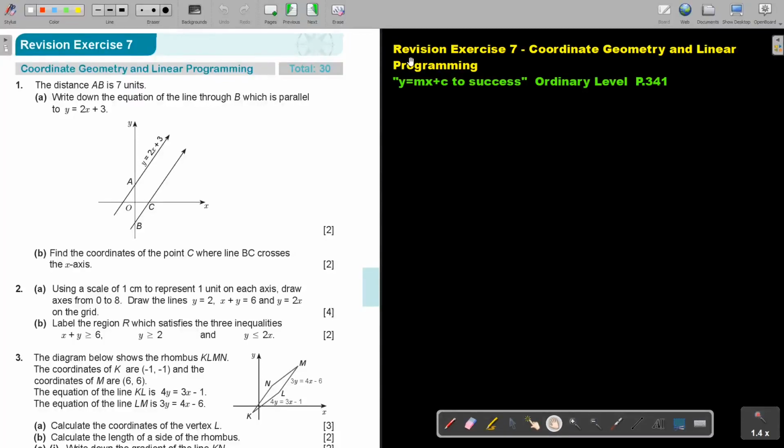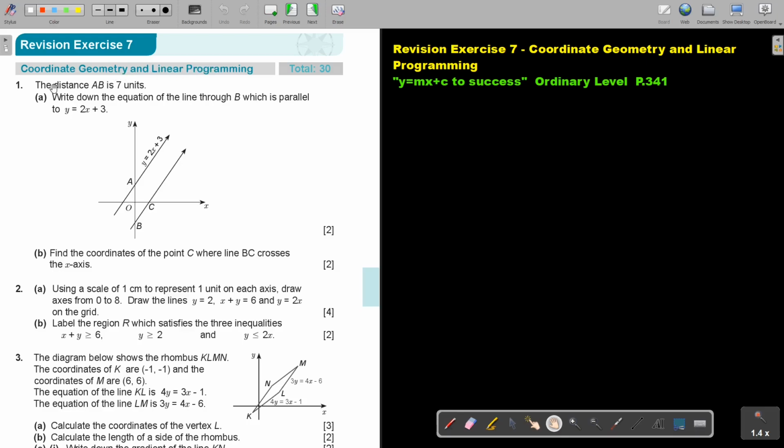In this video, we are going to do revision exercise 7, and that will be coordinate geometry and linear programming. You will find this on page 341 in the Namibia Ordinary Level textbook, Y equals mx plus c to success mathematics textbook. Okay, let's start with the exercise. Coordinate geometry and linear programming.